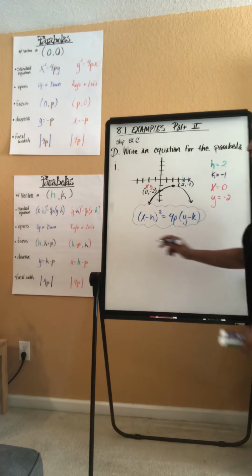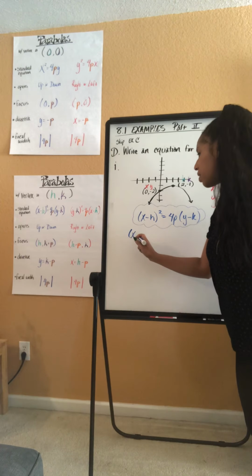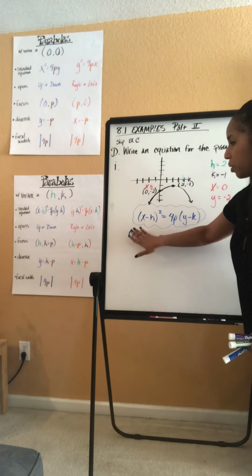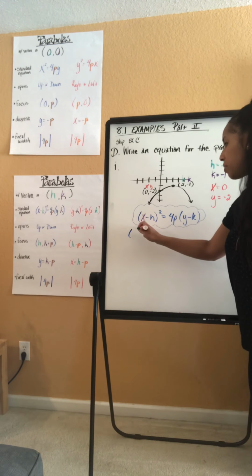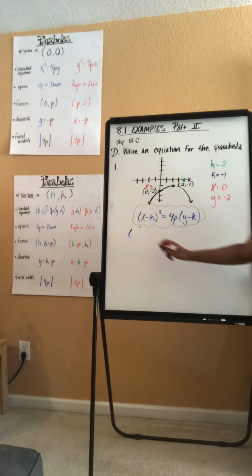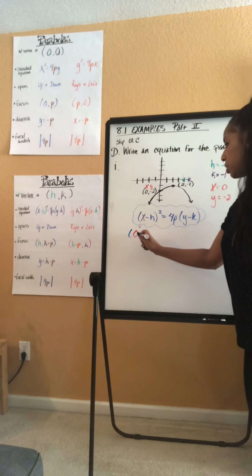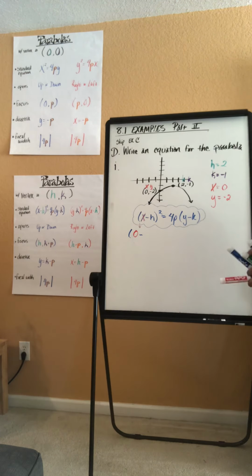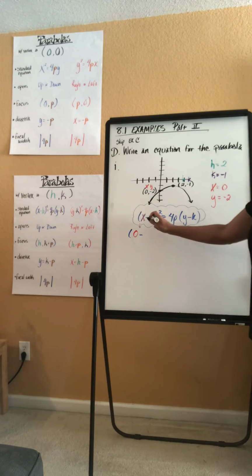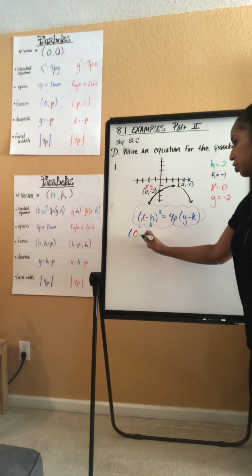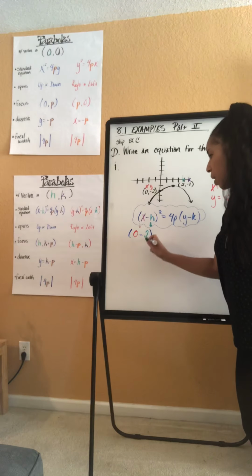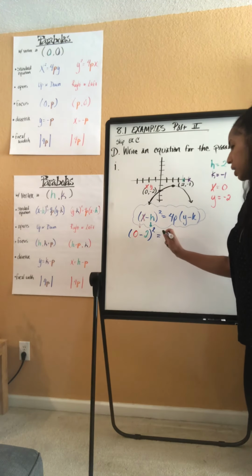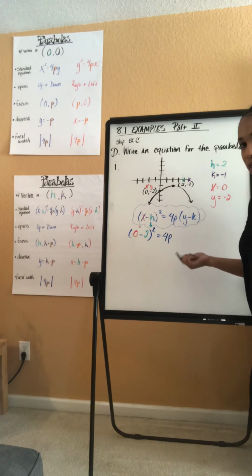All right? So if I fill in what I know, I have an x. I know that x is the number 0. Minus h. Do I have h? Yes, I have h. I know that h is the number 2. Fill in h. H is the number 2. Remember I said the only thing I don't know is p. So in the parentheses, I'll square it. It equals 4 times p, which is the one thing I don't know.